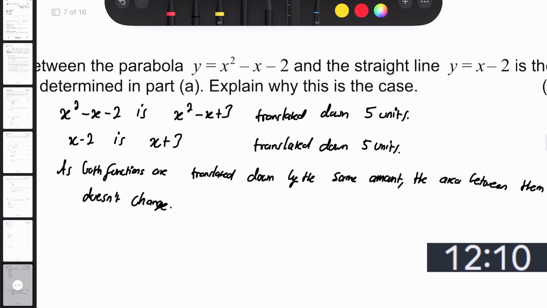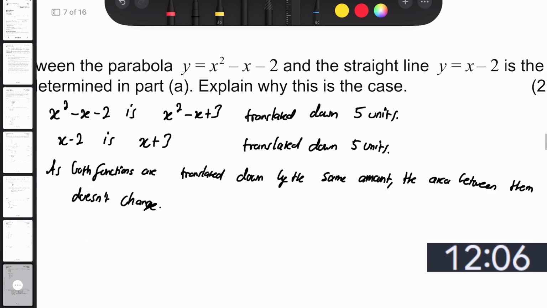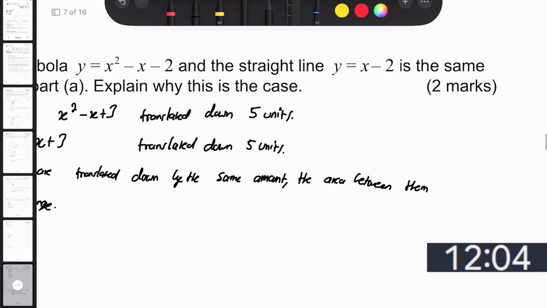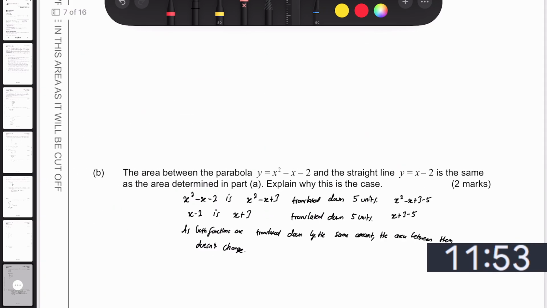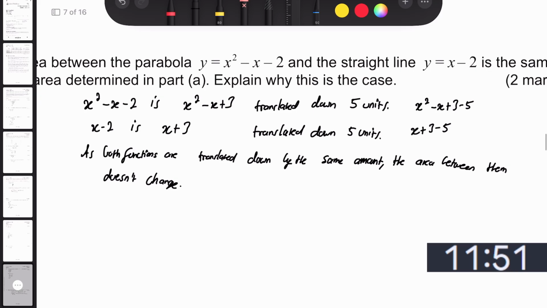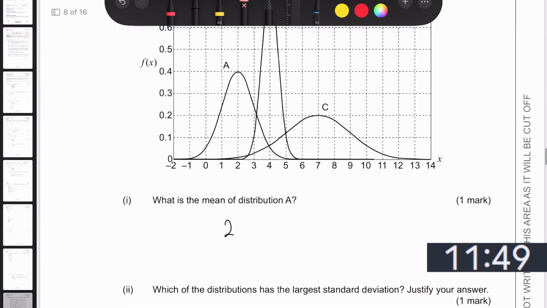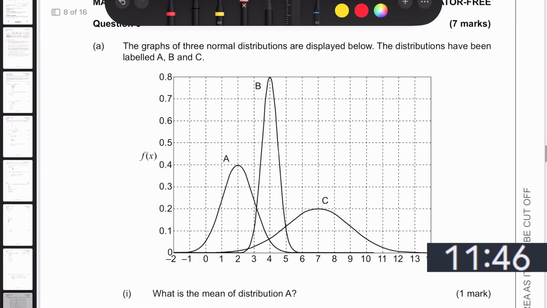Then here, translated 5 units down. Yeah, I'll just show it here. X squared minus x plus 3 minus 5. Translated by the same amount, the area doesn't change, and the mean doesn't change. Mean of distribution A is 2.